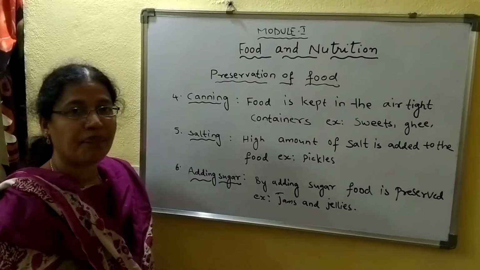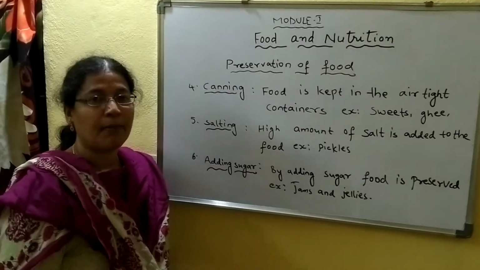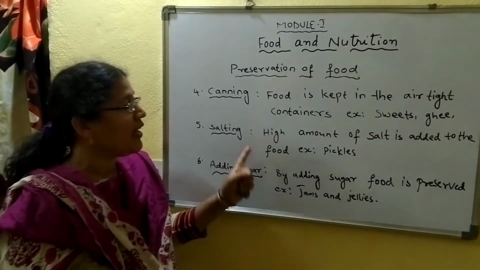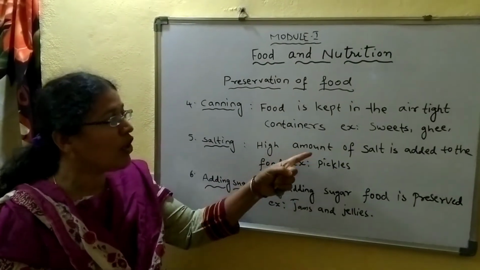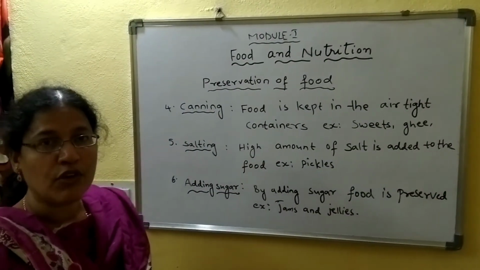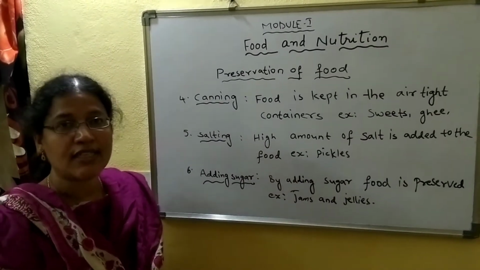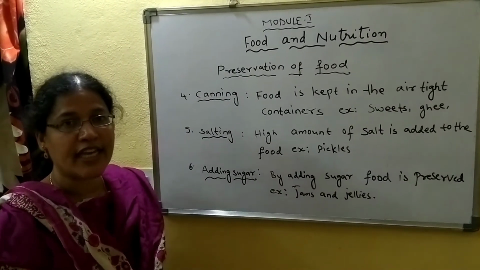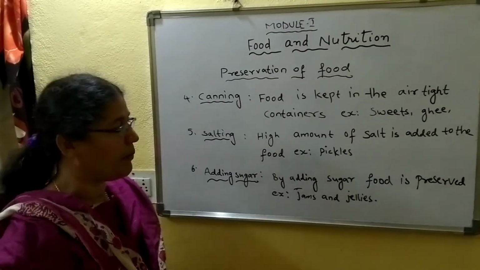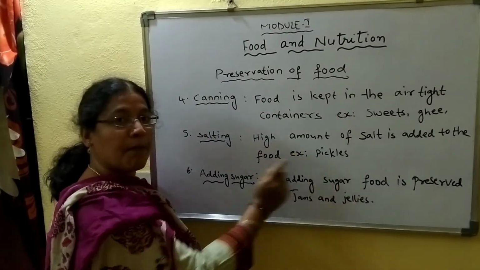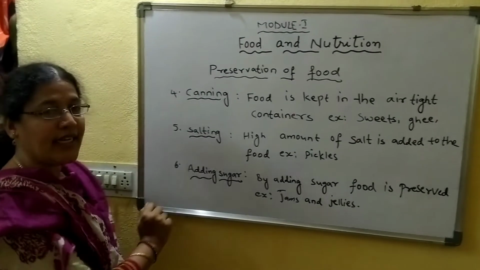Next, salting. Salting is an ancient method of preservation, and here we add a high amount of salt to the food so that we can preserve our food. Okay, salt kills microorganisms so that our food is safe and stored for a longer period. Okay, examples, pickles.